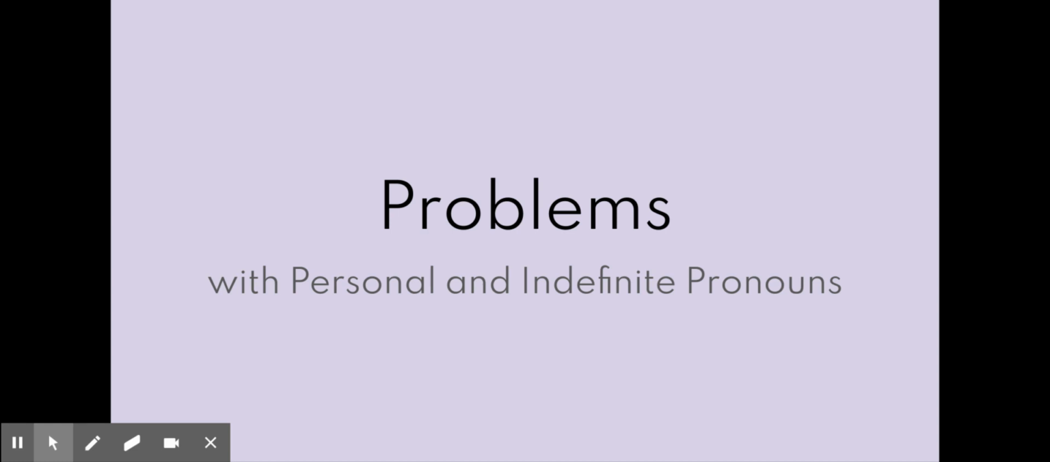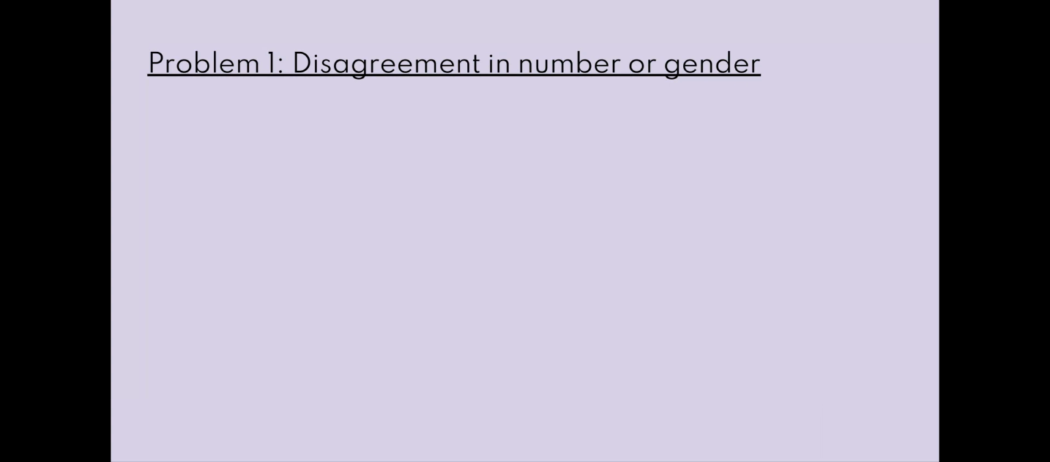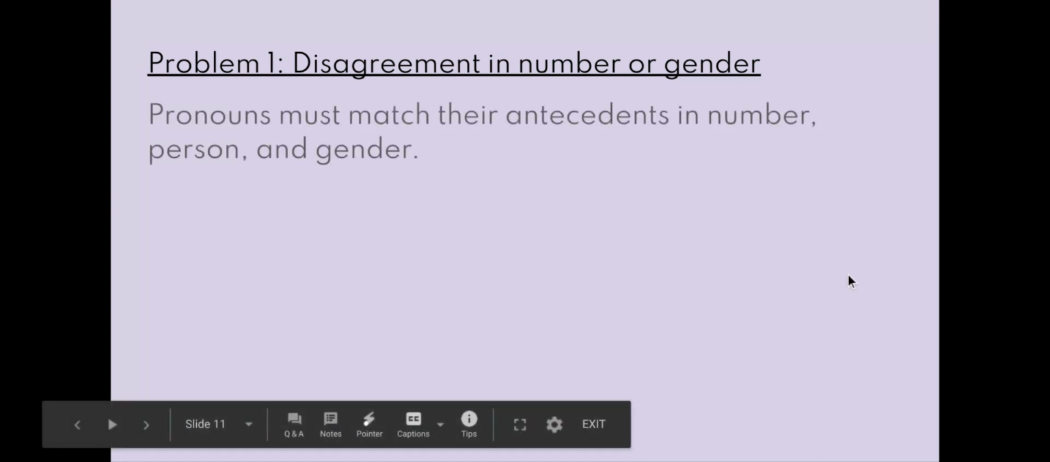In the last video, we learned the definitions of personal, reflexive, intensive, and indefinite pronouns. This video is going to focus on problems that can occur when using these types of pronouns. So the first type of problem that can occur is disagreement in number or gender with the antecedent. Pronouns must match their antecedents in number, person, and gender.